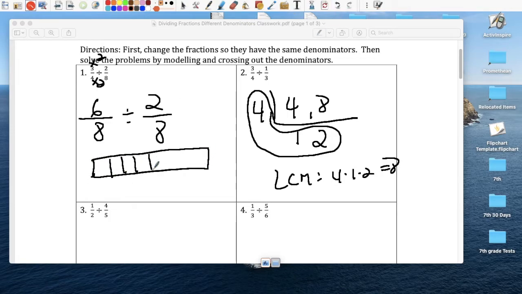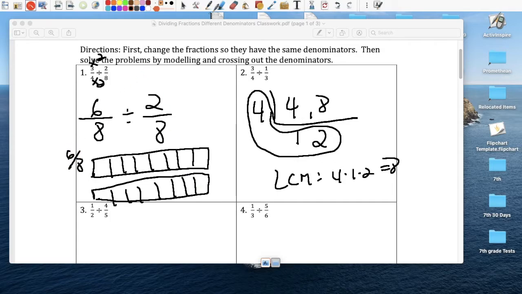1, 2, 3, 4, 5, 6, 7, 8. Let's draw 1, 2, 3, 4, 5, 6, 7, 8. So 6 over 8 is what I have, and I want to highlight 6 over 8 here. 6 pieces. 2 over 8. 2 over 8 is how many, right? How many times can 2 over 8 fit inside 6 over 8?